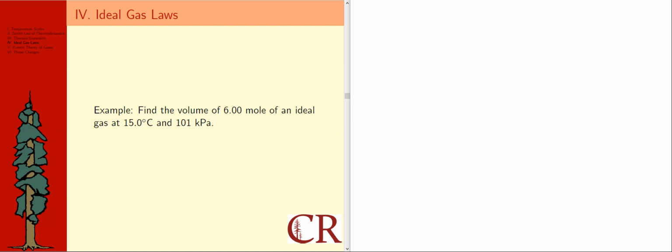Find the volume of 6 mole of an ideal gas at 15 degrees Celsius and 101 kilopascal. So we're going to use the ideal gas law to answer this question. So PV equals nRT. We're being asked for volume, right?